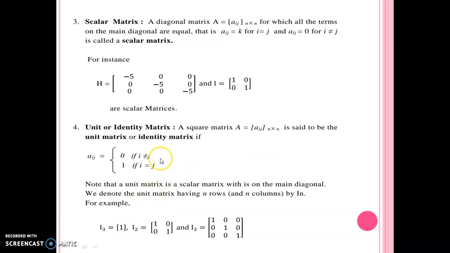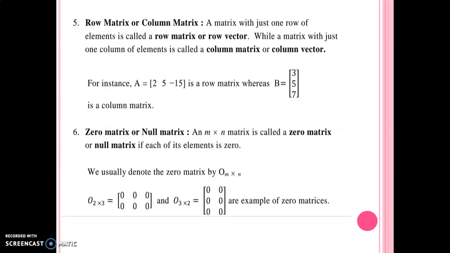Next, we have a scalar matrix. It is a type of diagonal matrix in which all the diagonal entries need to be the same. So, here we have the matrix H in which all the diagonal entries are -5. And if all the diagonal entries in a scalar matrix are 1, then we call that matrix a unit or identity matrix.